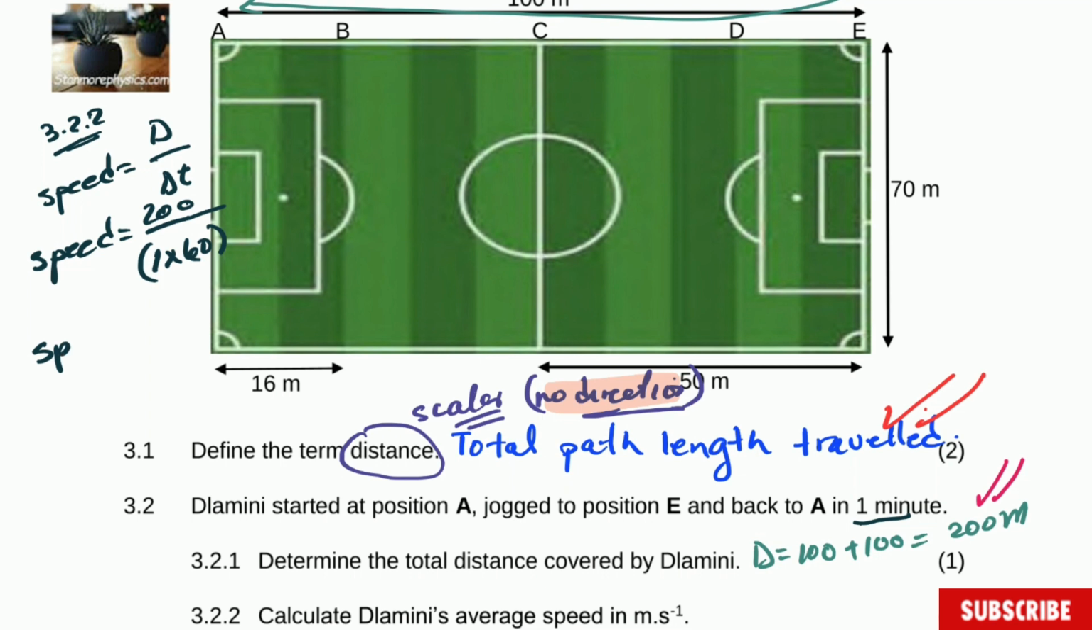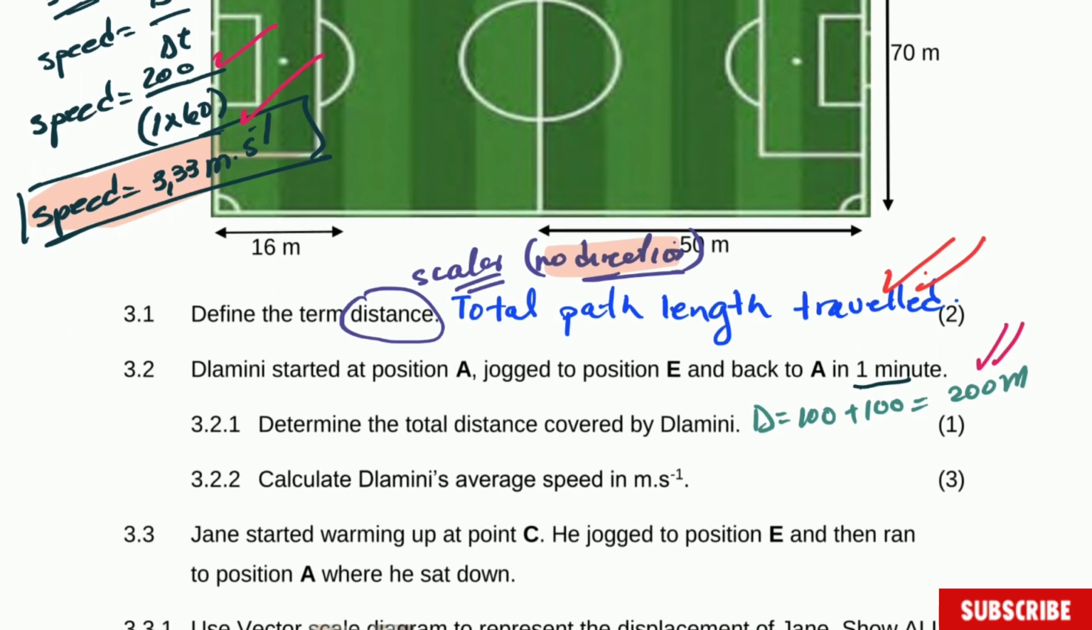So speed is equal to 200 divided by 60, which is 3,33 meters per second. That is the speed. Remember, speed is a scalar quantity, so no direction needed. That is the answer for that question. And if you do that, you get 3 marks. 1 for the formula, 1 for the substitution, and 1 for the final answer.